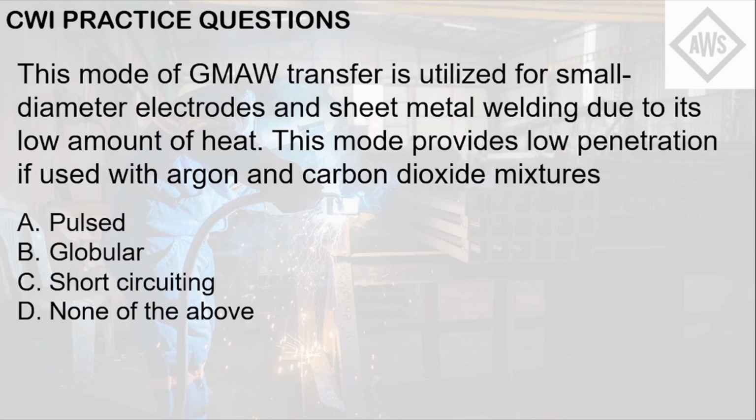So the answer here is letter C, short circuiting, because short circuiting has a low amount of heat and low penetration, with its low current setting, and it's basically a pulsing short circuit input to the weld. Globular is not the answer because globules are inputted to the molten weld pool. When you use globular on sheet metal, it will melt the sheet metal itself because of the droplets.